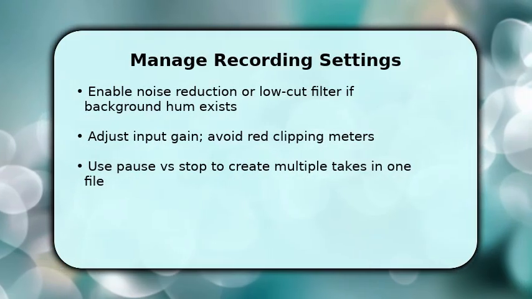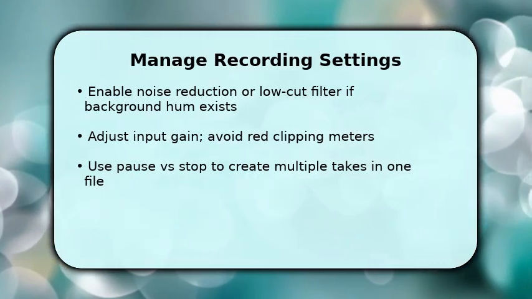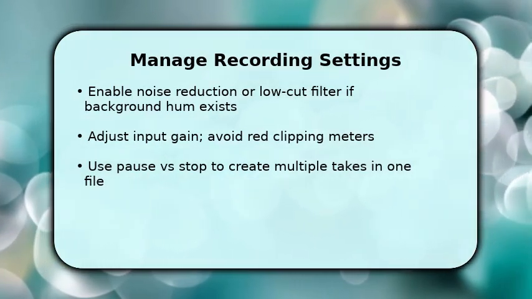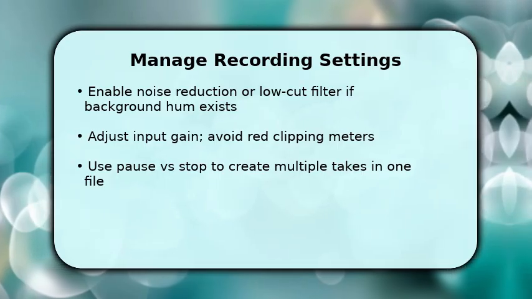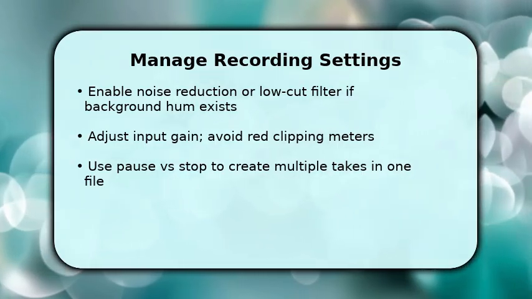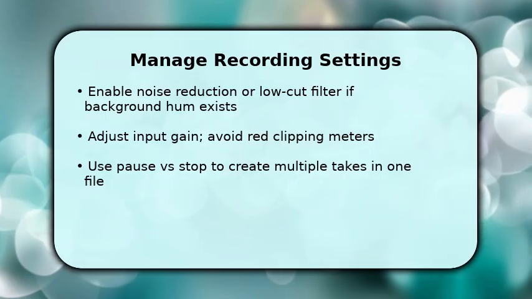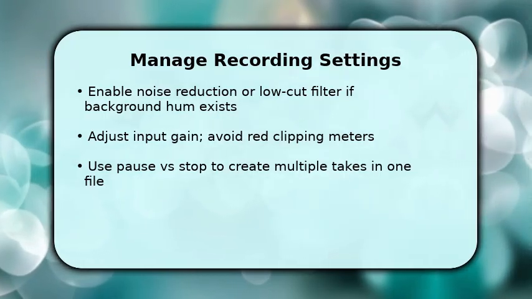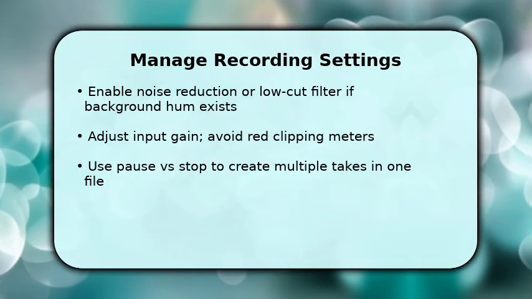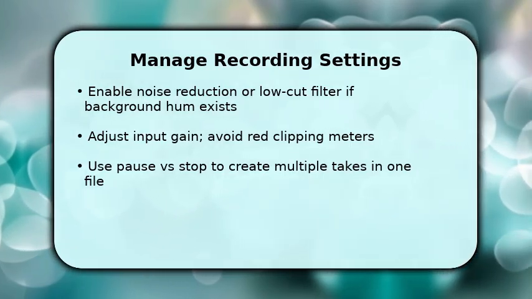Now refine how the app captures sound. If there's ambient noise, activate noise reduction or a low-cut filter to remove rumble, but keep it subtle to preserve tone. Adjust the input gain so the meters peak in green or yellow. If you see red clipping, lower the gain immediately to prevent distortion.